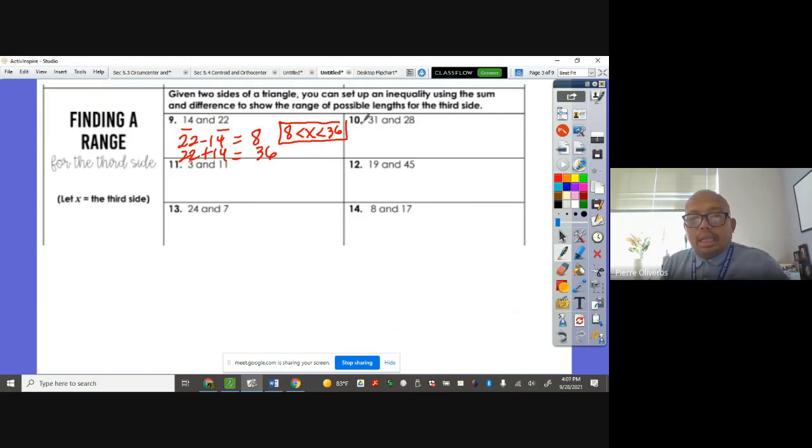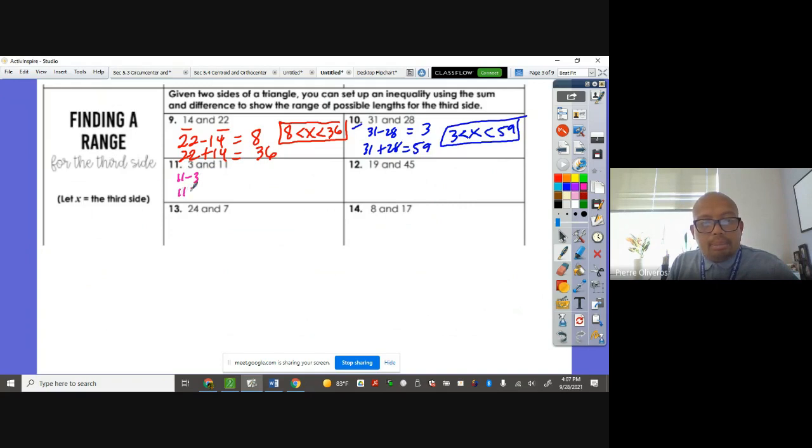Okay, next, number 10. We're going to subtract them, 31 minus 28, and add them, 31 plus 28. That will give us 3 here, and this will give us 59. So it has to be between 3 and 59. Next, 3 and 11. You're going to subtract 11 minus 3 and add 11 plus 3. That will give you 8 and 14. So the value of x, the third side, has to be bigger than 8 and less than 14. That's the inequality there.